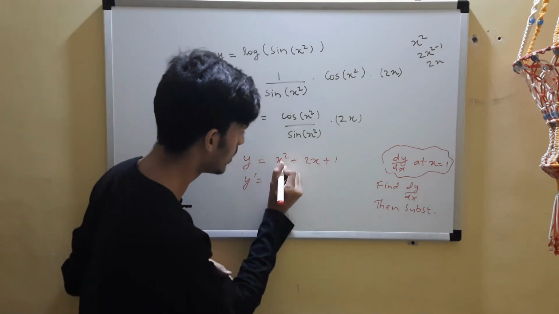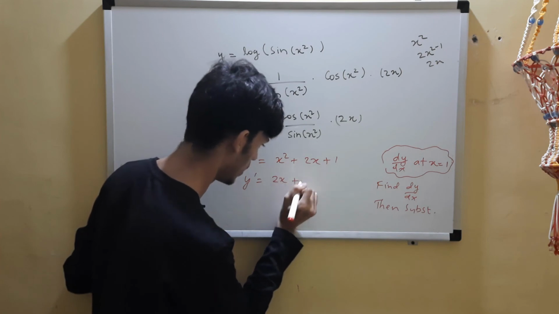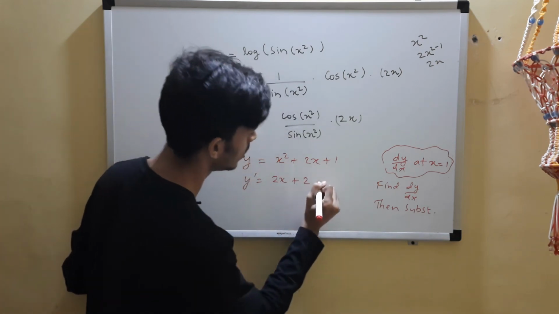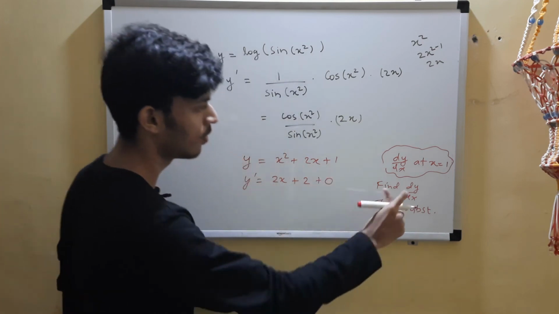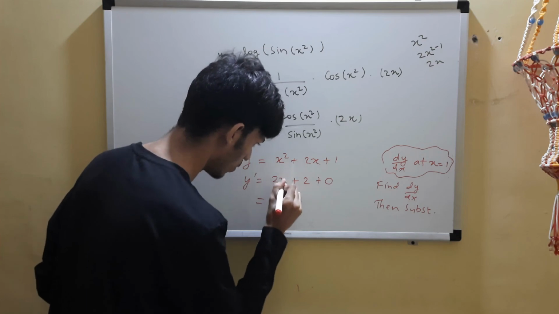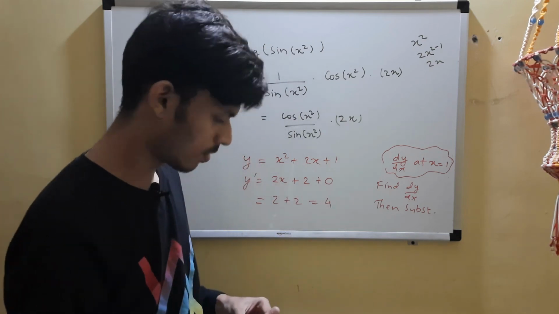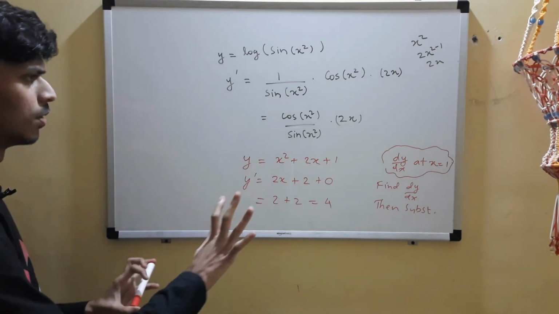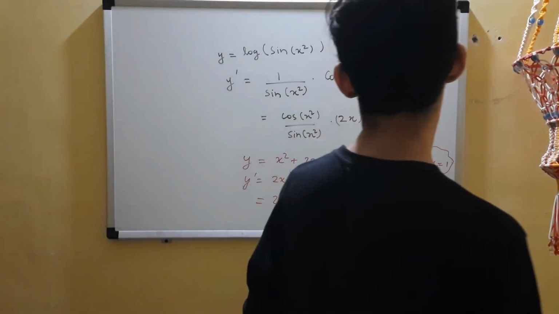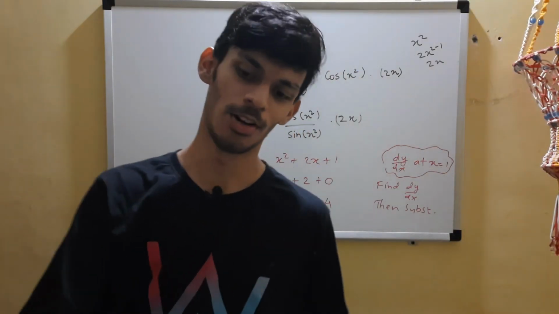So differentiate this: x square gives 2x, 2x is like kx so its derivative is 2, and 1 is a constant, its differentiation is 0. Now substitute x equal to 1, easy. 2 ones are 2, plus 2 equals 4. So this is how you do it. First derivative, then substitute the answer. Okay, so this is all that I wanted to discuss with you all today.